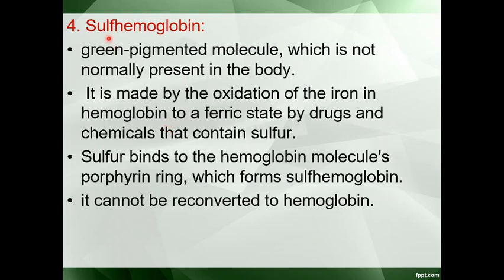Sulfhemoglobin, sulfur, is a green pigmented molecule which is not normally present in the body. It is made by the oxidation of iron in hemoglobin to the ferric state, so it is formed by the oxidation of iron from the ferrous state to the ferric state. And who is responsible for this oxidation? The drugs and chemicals that contain sulfur are responsible for the oxidation of iron from the ferrous to the ferric state.